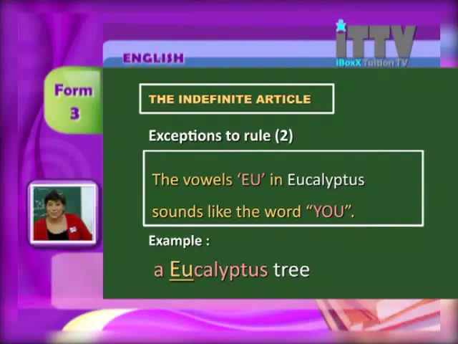That might be a difficult word for you. It is eucalyptus. It's a kind of tree found in certain countries like Australia. The word is eucalyptus. So you use a eucalyptus tree.